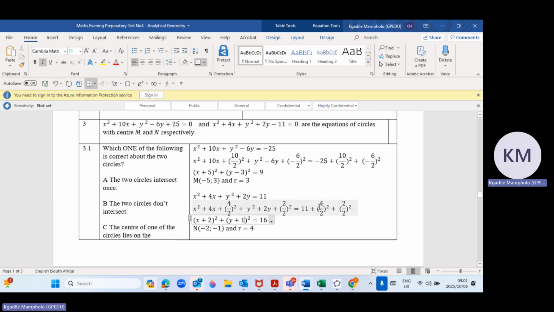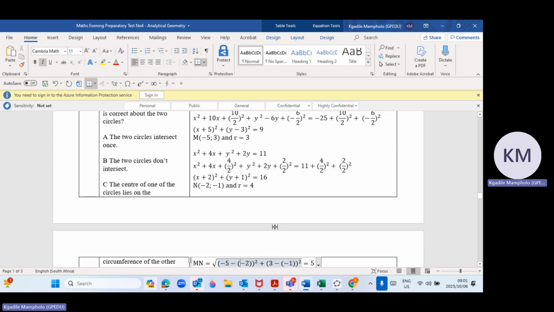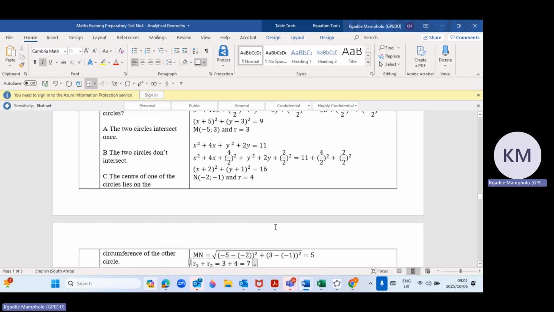Then here it will be 11 plus 2 squared, which is 4, plus 1 squared, which is 1. 11 plus 4 plus 1 is 16. Then you say the center of the second circle is negative 2 and negative 1, and the radius is the square root of 16, which is 4. Now let's look at whether the circles intersect once or twice, or don't intersect.